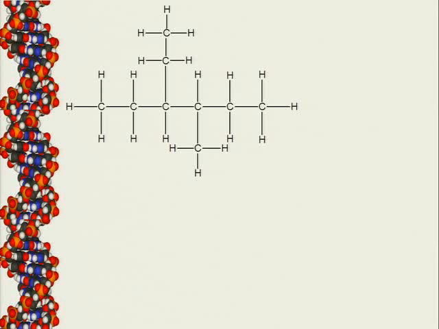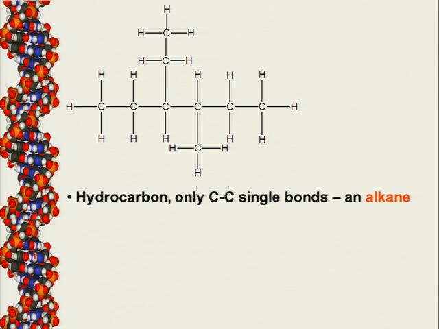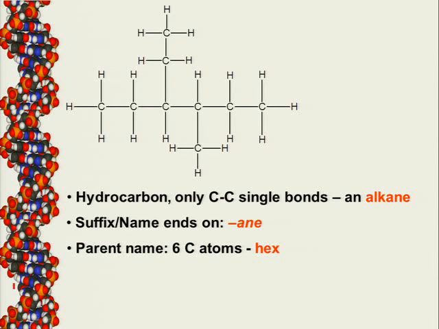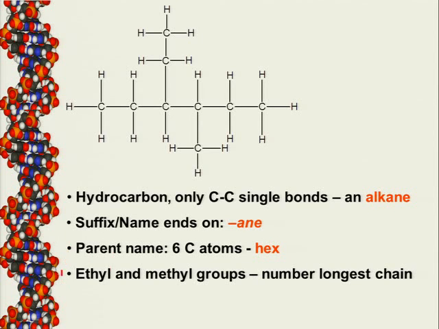So let's see whether we have done it the way that it's supposed to be done. We said it contains all single bonds, therefore it belongs to the homologous series of the alkanes. And then the suffix there will be ANE. And then because it has 6 carbons on the parent name, we are going to use the prefix HEX for 6. And then we've got the substituent of ethyl and another substituent of methyl.